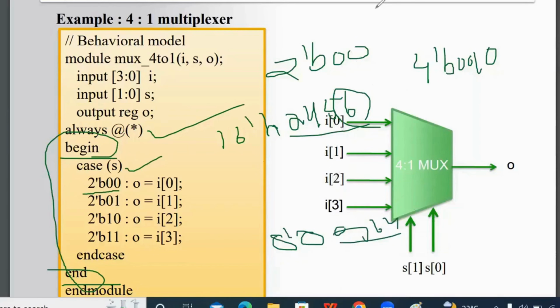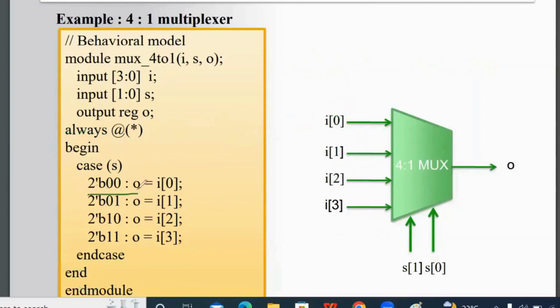And for 2-bit binary 00, O is getting I[0]. Whatever data is there in I[0] will get into O. For 01, I[1]; 10, I[2]; 11, I[3]. This is the behavioral modeling of the 4x1 multiplexer. Okay, clear?